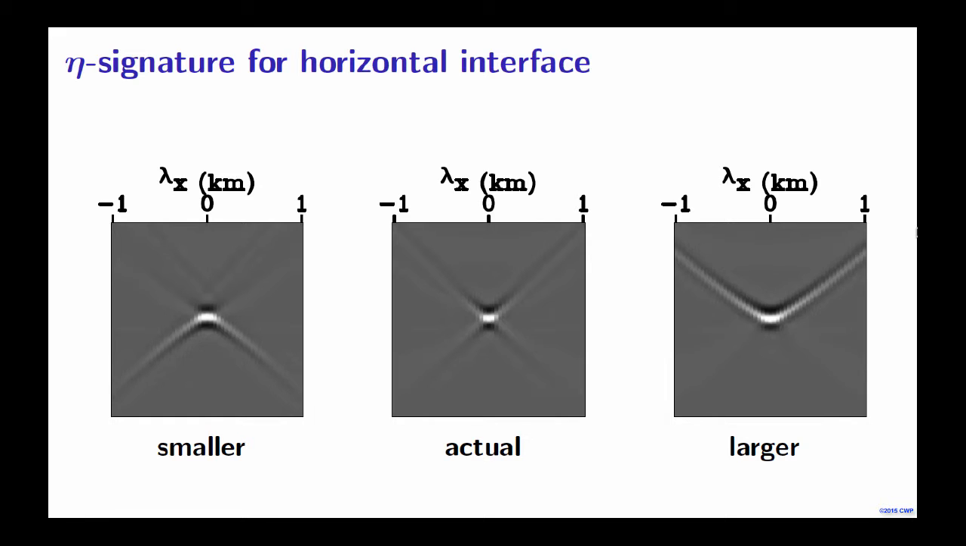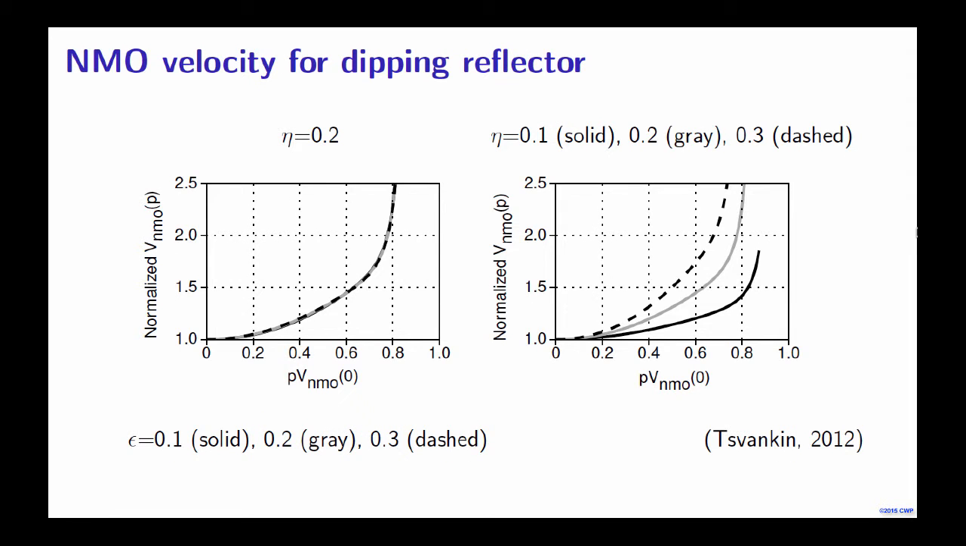However, that's only part of the story, because in the case of a dipping interface, the influence of eta on the reflection moveout is different. It actually affects the normal moveout velocity for the dipping interface, and therefore the conventional spread moveout. These two plots show the dependence of normal moveout velocity on eta in the presence of dip. P here is the ray parameter of the zero-offset ray, and along the vertical axis we have the normal moveout velocity as a function of the ray parameter, normalized by the dependence for the isotropic case.